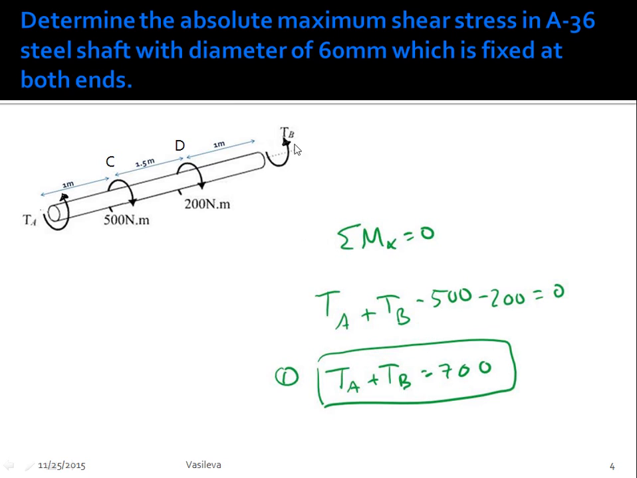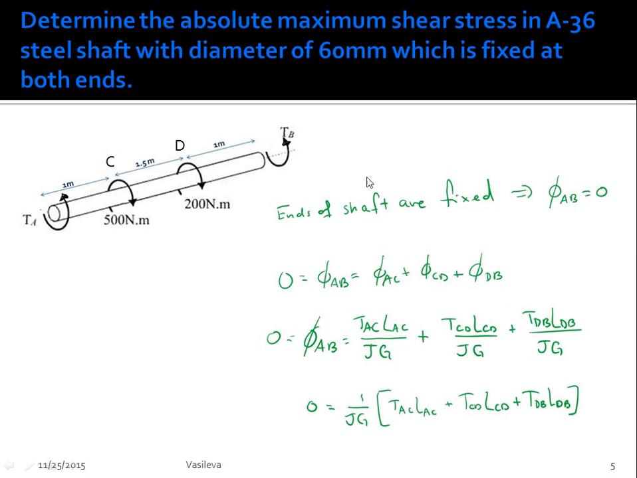So I always start out by looking at the entire body and doing the sum of the moments. I just came up with my own convention in this case. Anything that's rotating in the direction of TA is going to be positive. So TB and TA are positive, and the 500 and 200 are negative. So I get a final equation of TA plus TB equals 700.